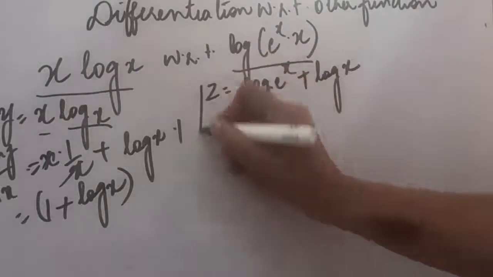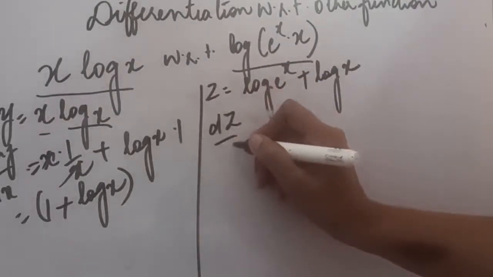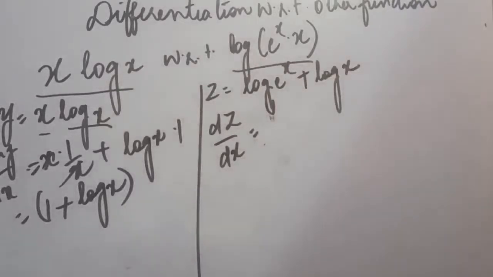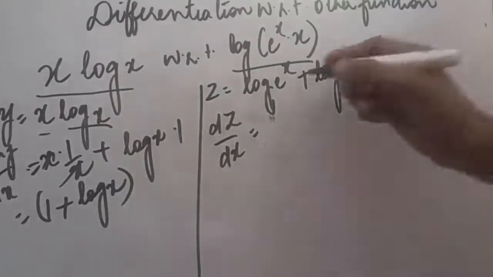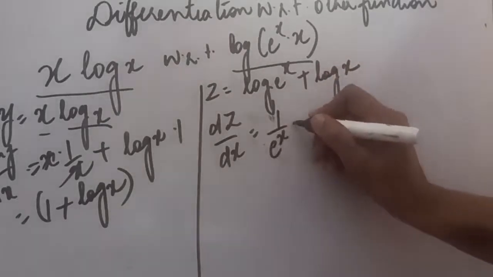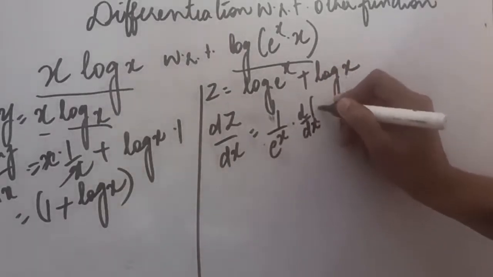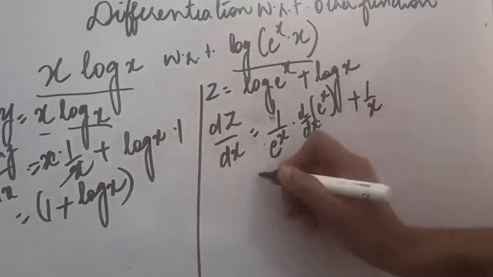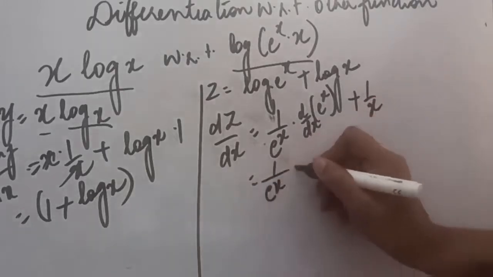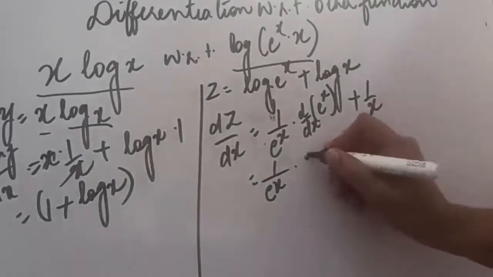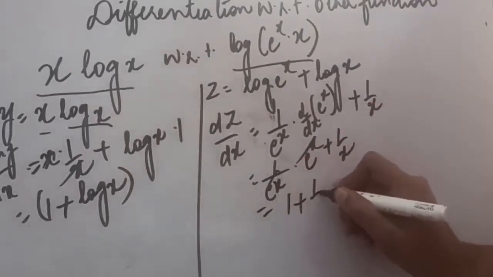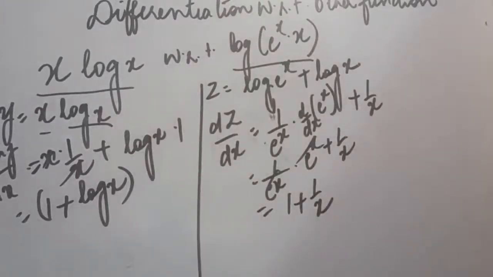On the right hand side, we will be calculating dz upon dx. Now, for log e power x, if we take the differentiation, it will be 1 upon e power x into differentiation of e power x. Correct? And the differentiation of log x comes out to be 1 upon x. Now it is 1 upon e power x. Differentiation of e power x is again e power x, plus 1 over x. It will be cancelled. So 1 plus 1 upon x will be the right hand side answer.